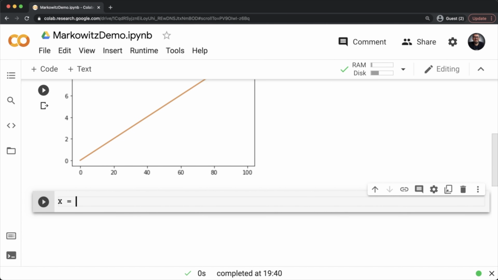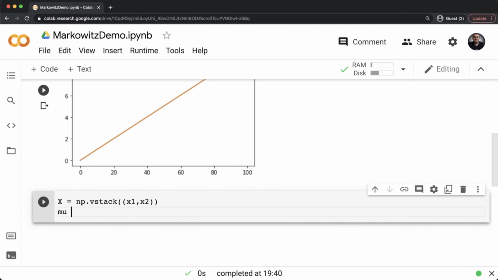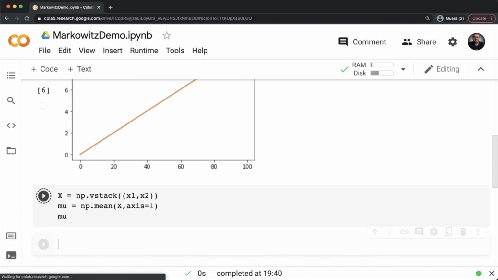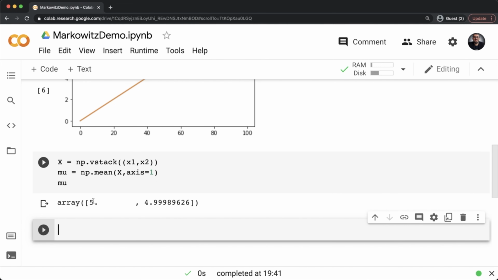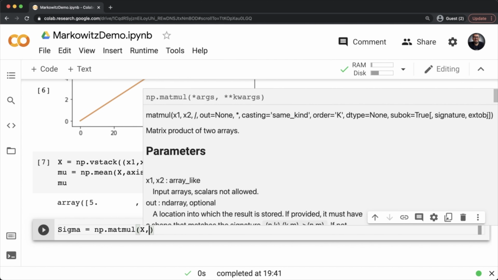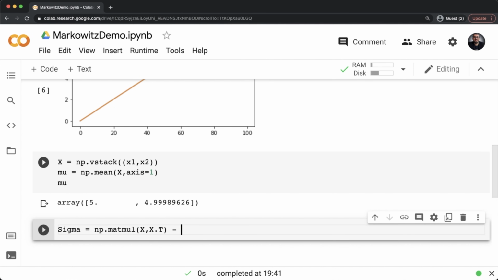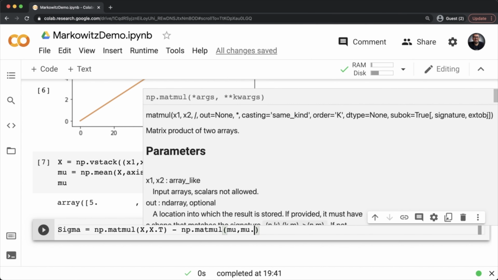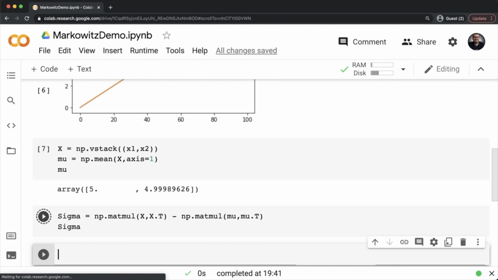Let's insert both in a matrix X, and let's compute the mean of the prices. So we go mu, which is np.mean of X, setting the axis to 1, and let's take a look at mu. It's just a 2 by 1 vector. The first entry is the mean of x1 and the second one is the mean of x2. Let's also compute sigma, the covariance matrix, that is the expectation over x transpose x, or x x transpose in my case, minus mu times mu transpose. Let's take a look at sigma.